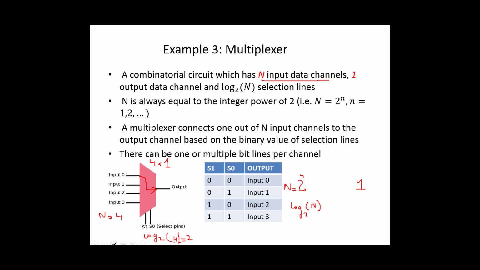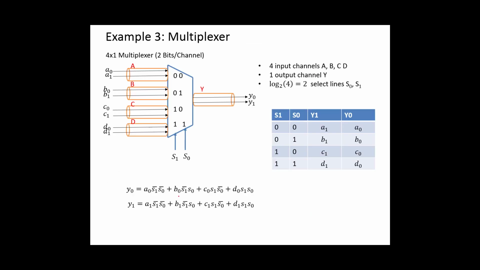And each channel can have one or multiple bit lines, so there can be one or more bit lines per channel. In order to explain this concept further, let us take an example of a 4 cross 1 multiplexer with 2 bits per channel. So here we have 4 channels A, B, C, D. So capital N is equal to 4, and we have one output channel which is denoted as Y, and we have two select lines, since log 2 of 4 is equal to 2.